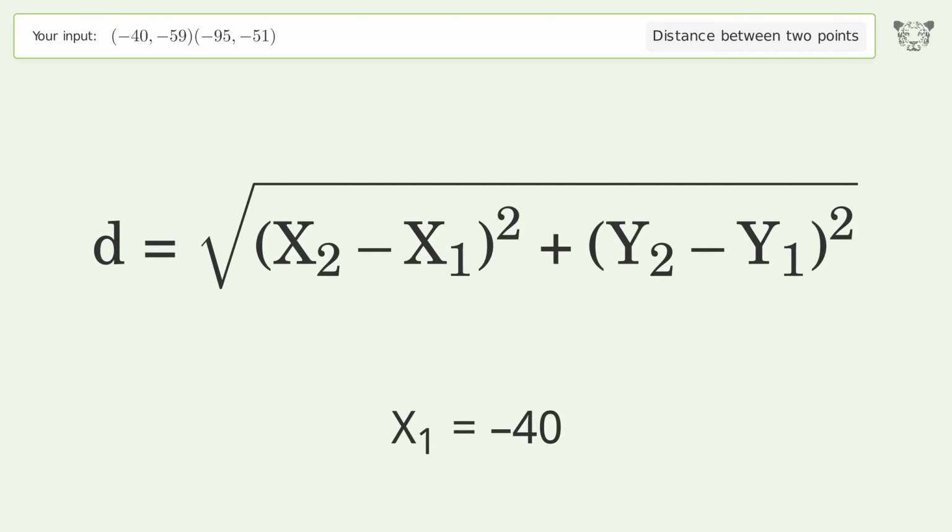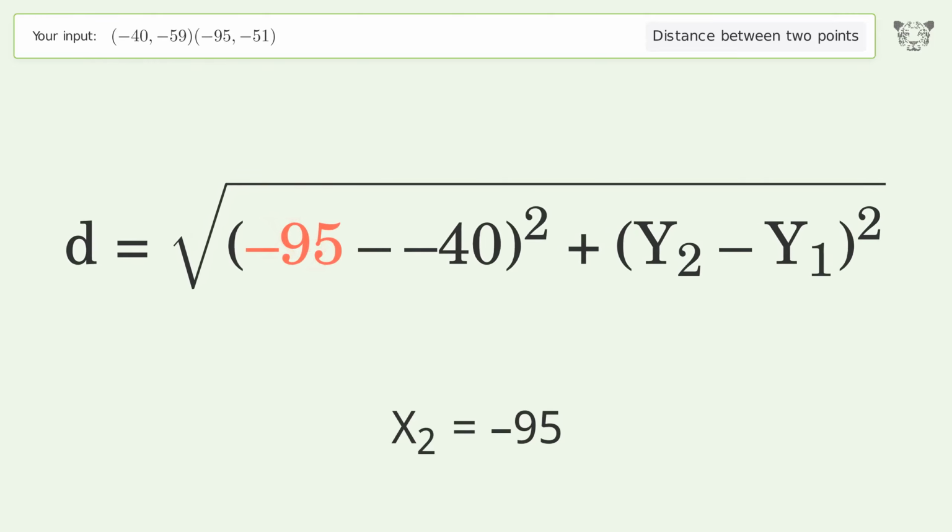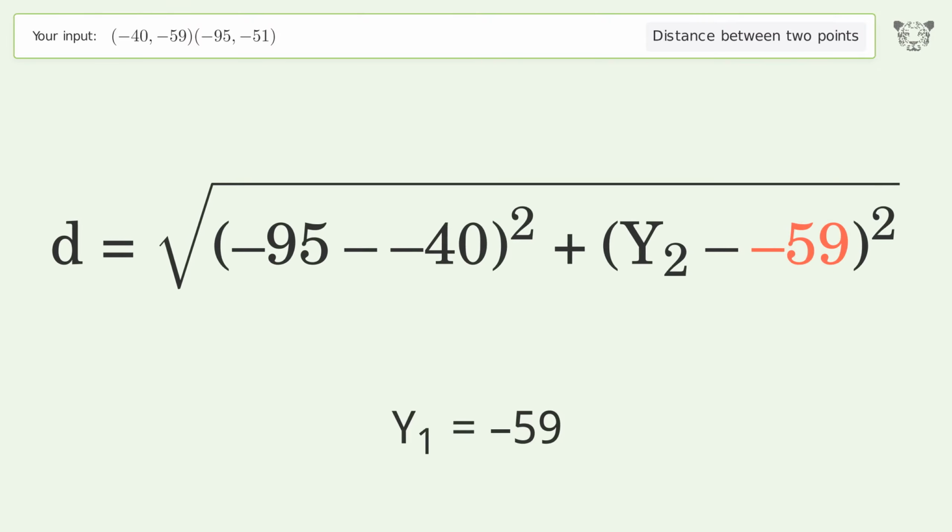x1 equals -40. x2 equals -95. y1 equals -59. y2 equals -51.